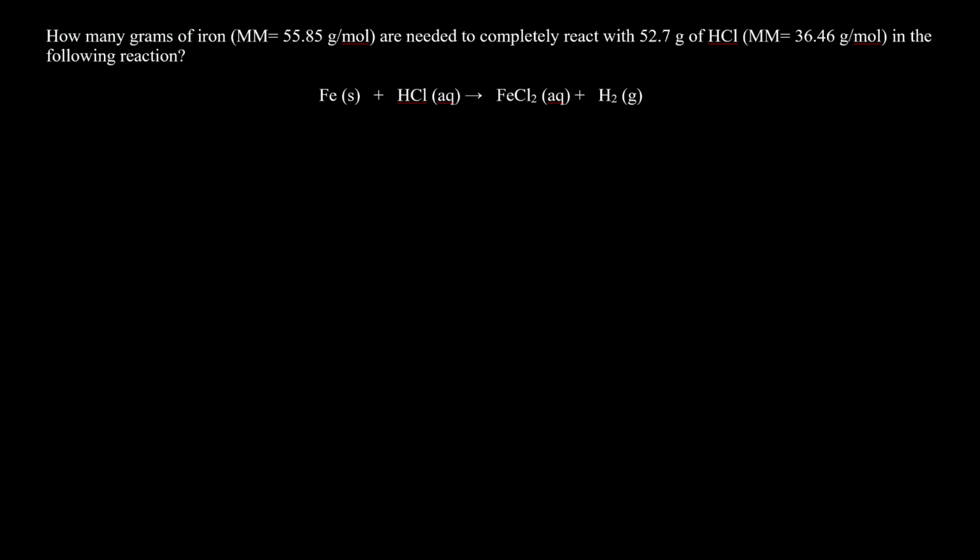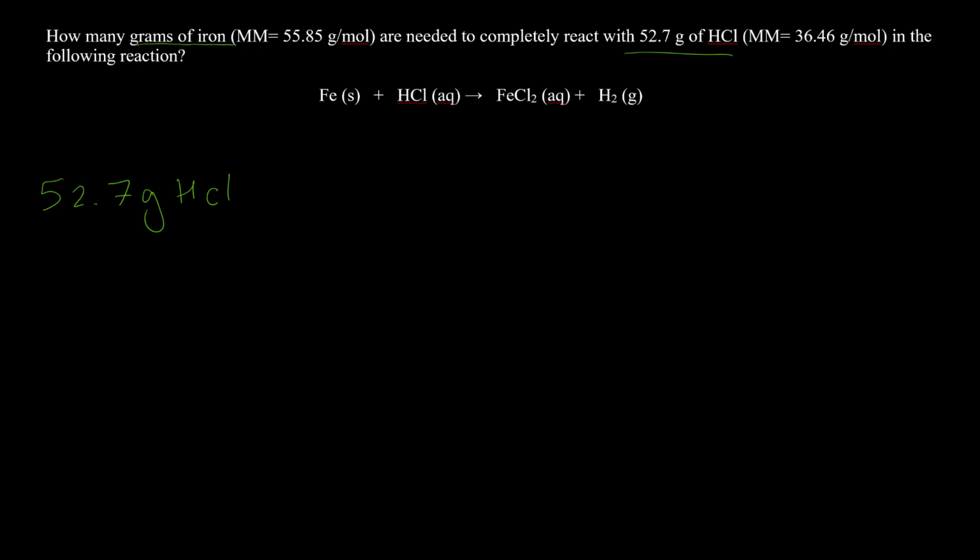Here in example 3, we have grams of one compound and we would like to calculate the grams of another compound. So the question gave us grams of HCl, 52.7 gram of HCl, and we would like to calculate grams of iron. So we have 52.7 gram HCl. But before everything, we need to make sure the equation is balanced. In this example, it is not.